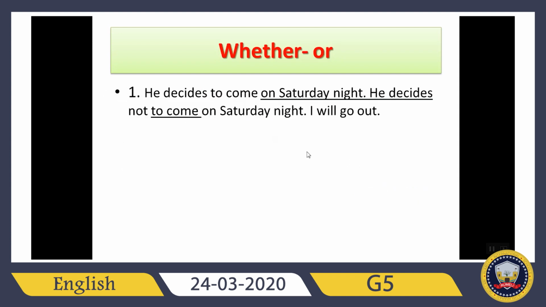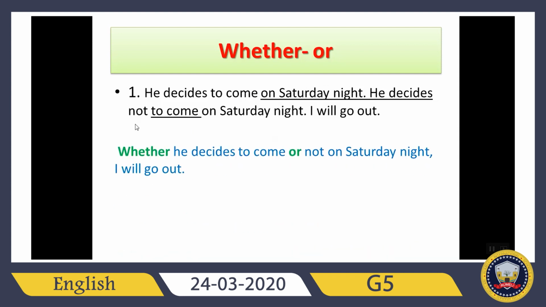Okay. Now whether or, he decides to come on Saturday night, he decides not to come on Saturday night, I will go out. Here we must use whether or. What shall we do? We put whether at the beginning, then omit all the words between. Here the subjects are same, he and he, but the difference is start from come till not to come. So omit all the words between them, then put or before not. Like this. Whether he decides to come or not on Saturday night, I will go out.